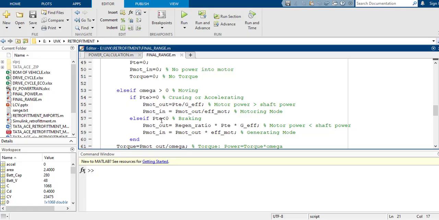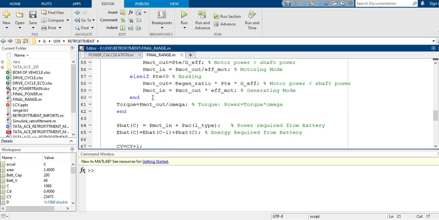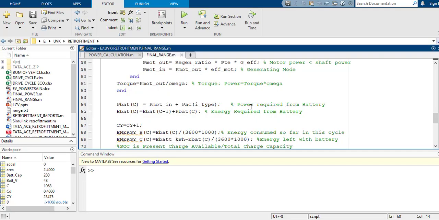Then while braking, the regeneration efficiency has to be considered at the end of each cycle. From this we are finding the P motor, that is the output of the motor, and we are dividing it by the omega, so we are collecting the torque from it. But after collecting the torque, we have to find the power required from the battery.